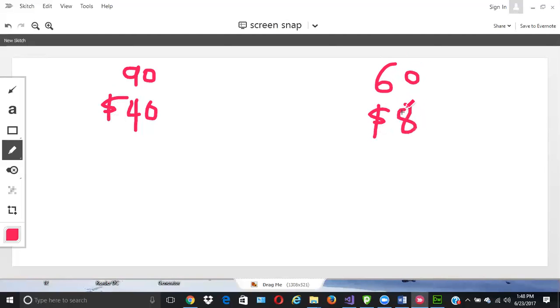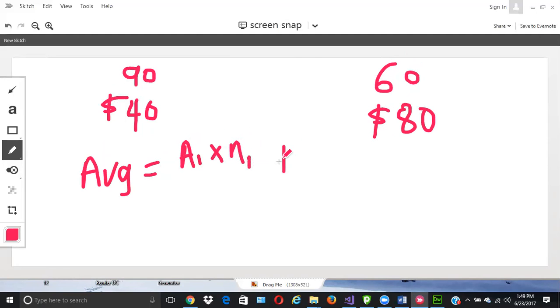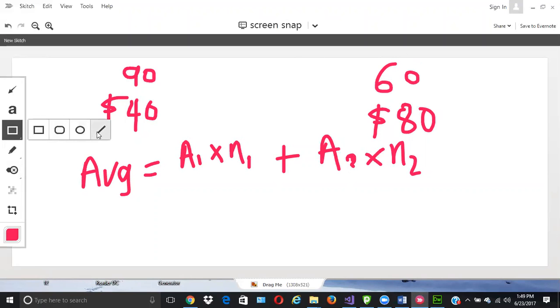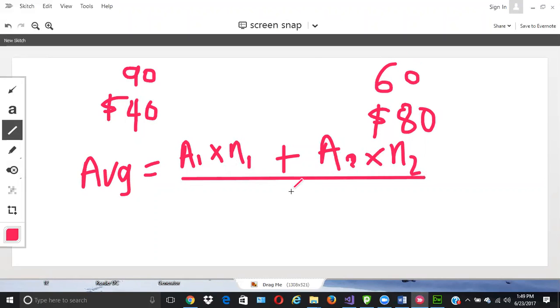If you wanted to calculate the average of this, there's a weighted average formula. The way I write it is: average, which is the weighted average, is equal to A1, the average of the first group, times N1, the number of items in the first group, plus A2, the average of the second group, times N2, the number of items in the second group, divided by the total number of items, so that's N1 plus N2.